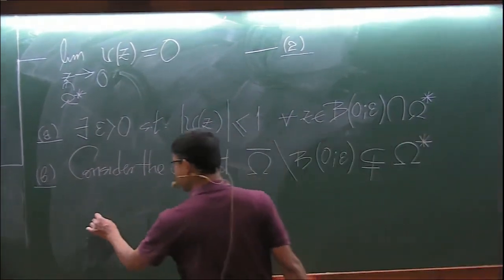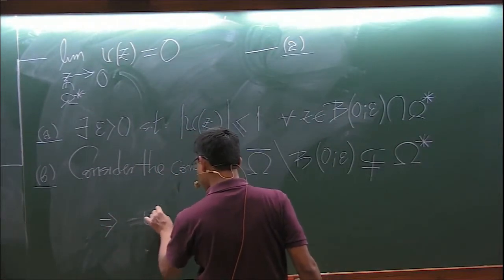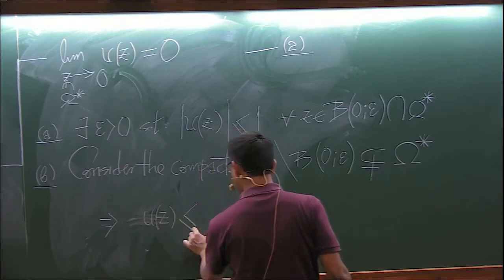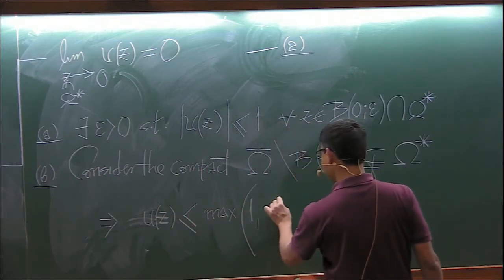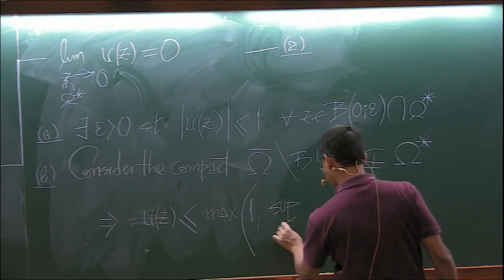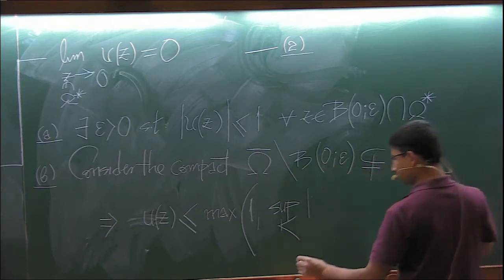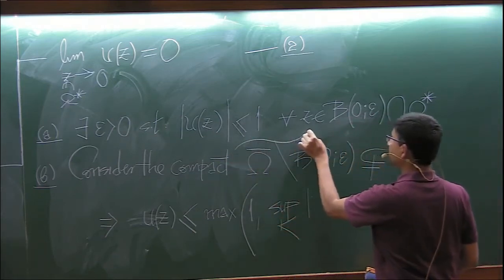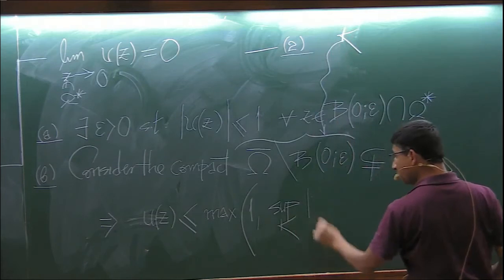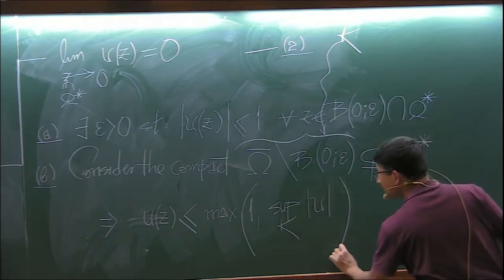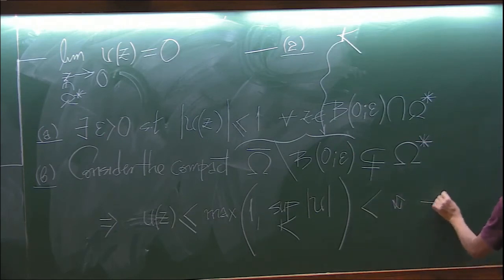So these two imply that U of Z is less than or equal to the max of 1 and the supremum on K, where K is this particular compact. Okay, so let's call this K. Supremum over K of the solution U. Right, and this is a finite object. So this is my point number 3.